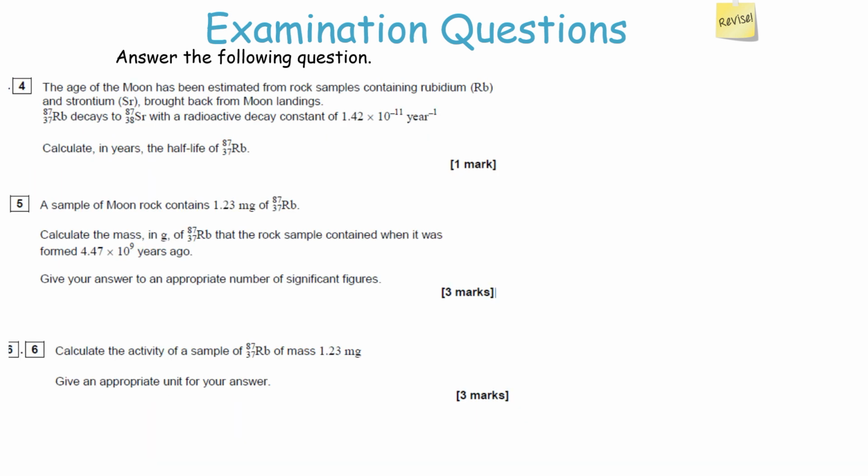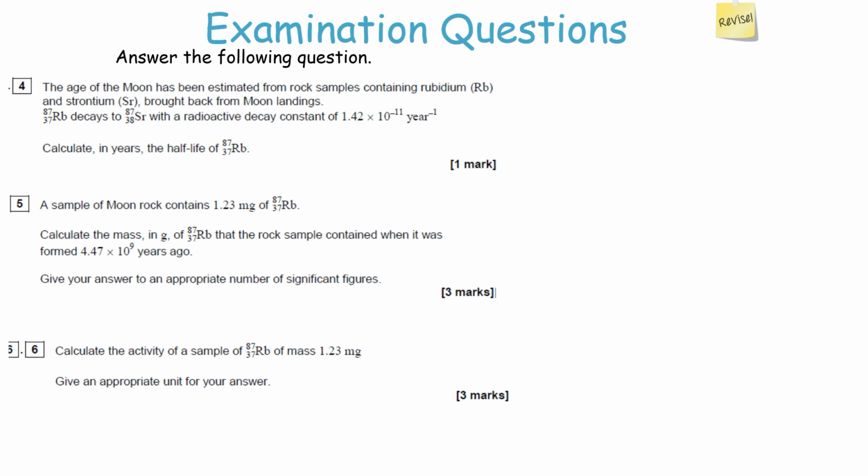Next question. The age of the moon has been estimated from rock samples containing rubidium and strontium brought back from the moon landings. Rubidium decays into strontium with a radioactive decay constant of 1.42 times 10 to the minus 11 years to the minus 1. Calculate in years the half-life of rubidium.